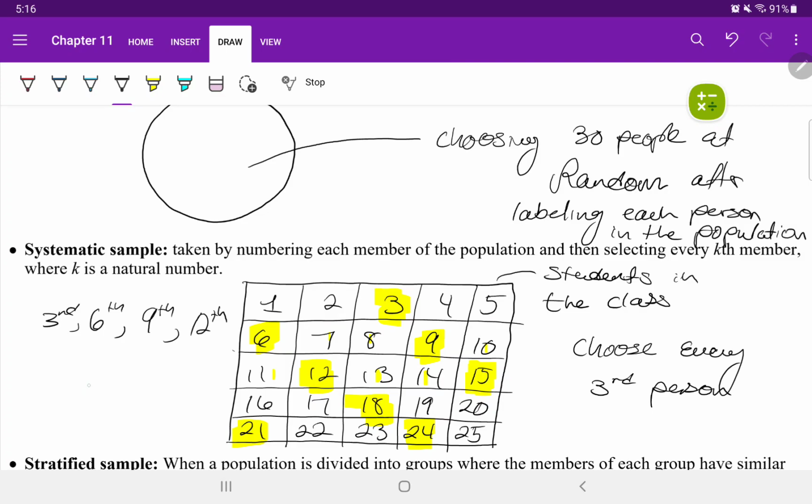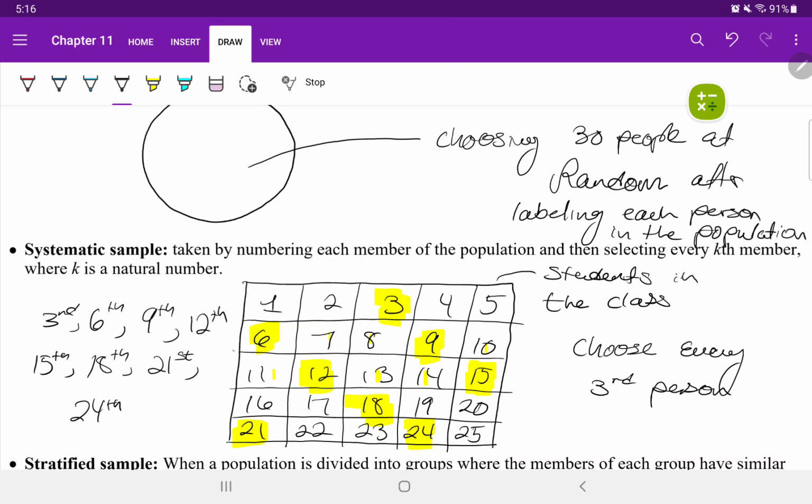So I hope that makes sense between random sampling and systematic sampling. And you will know you're using systematic sampling because it will say select every third person, every fourth person, every fifth person. So keep that in mind.